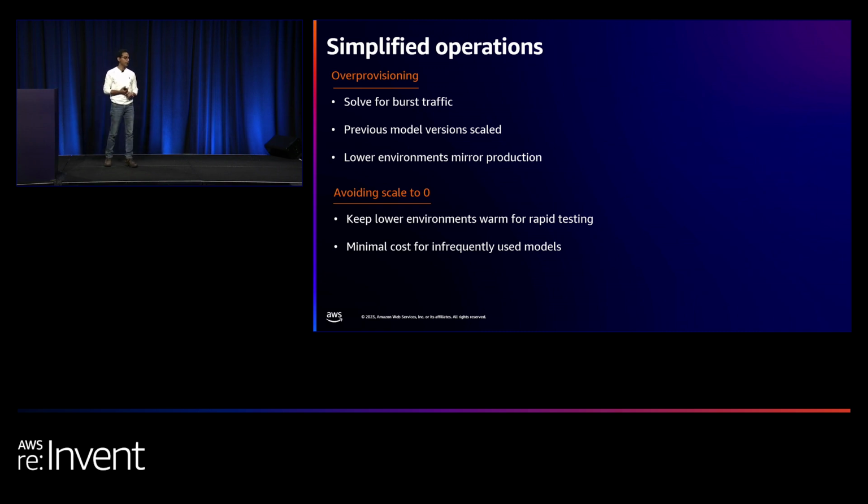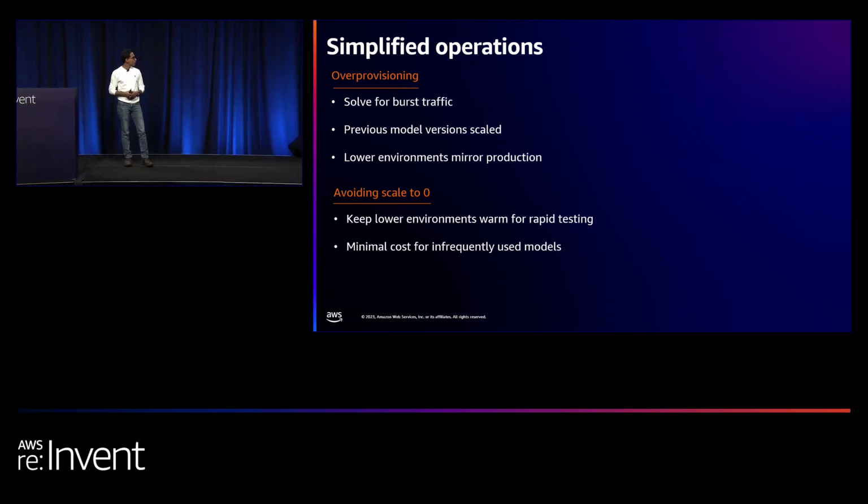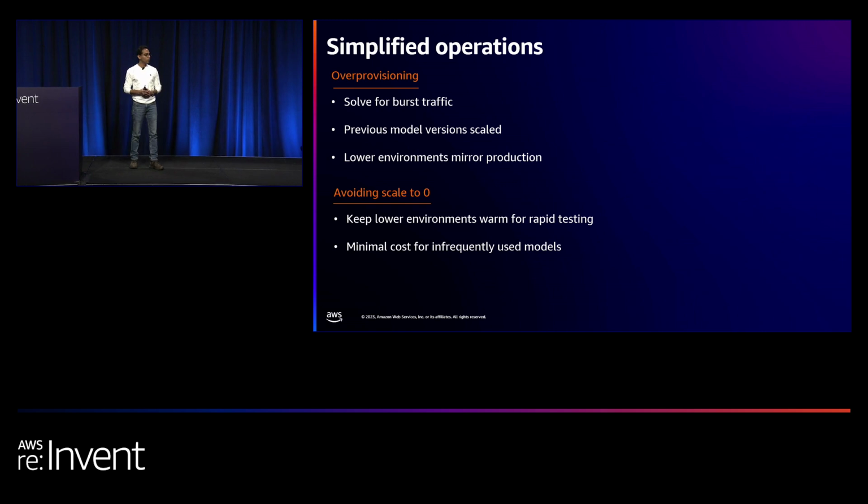They could also mirror their lower environments to production, so testing became efficient. Their previous versions were also scaled similar to the latest version. So overall, going back to question 1, they were able to run all these models as API at scale in a very cost-efficient manner.